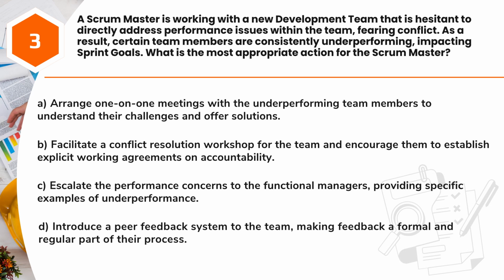A. Arrange one-on-one meetings with the underperforming team members to understand their challenges and offer solutions. B. Facilitate a conflict resolution workshop for the team and encourage them to establish explicit working agreements on accountability. C. Escalate the performance concerns to the functional managers, providing specific examples of underperformance. D. Introduce a peer feedback system to the team, making feedback a formal and regular part of their process.